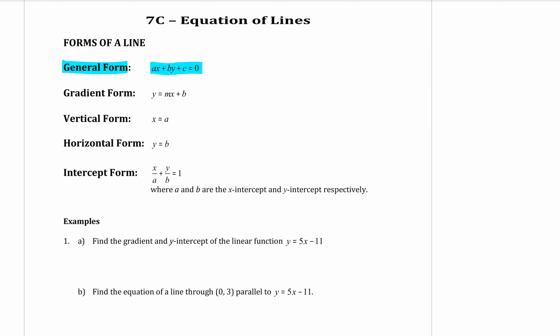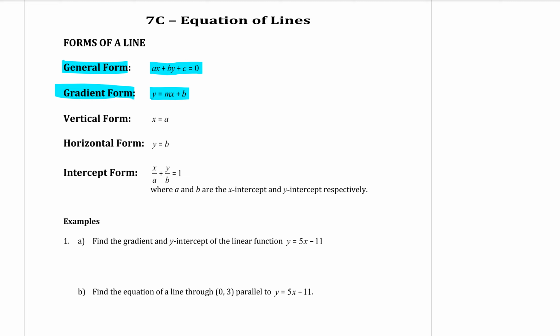The a, the b, and the c are all whole numbers where possible, and the a in front of the x is a positive coefficient. The next form that we have is gradient form, which is y equals mx plus b. This form is useful because we can read off our gradient, which is m, and our y-intercept, which is b, straight from the equation.